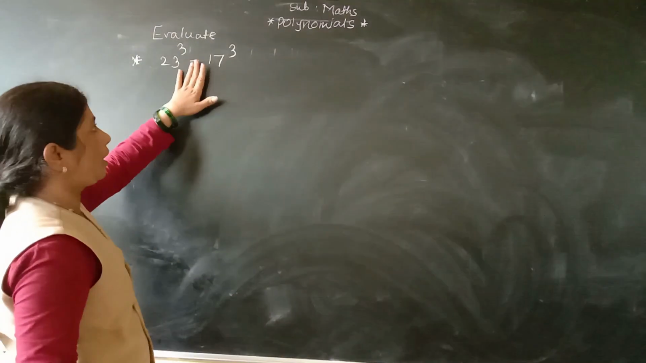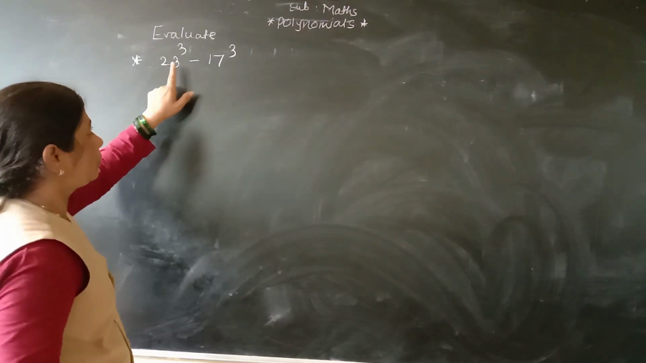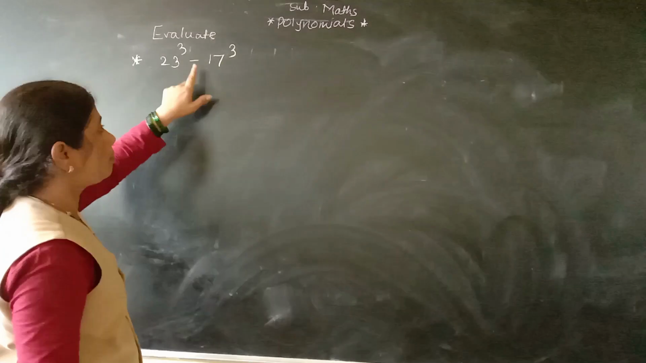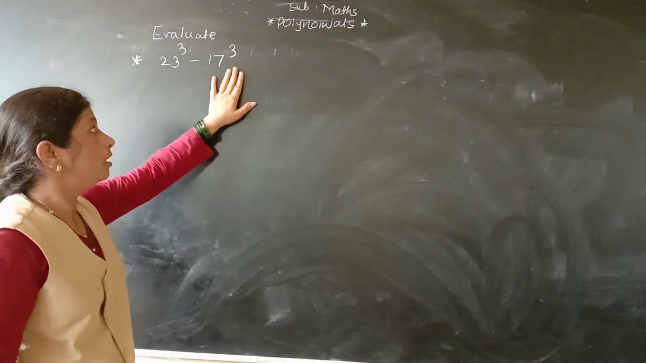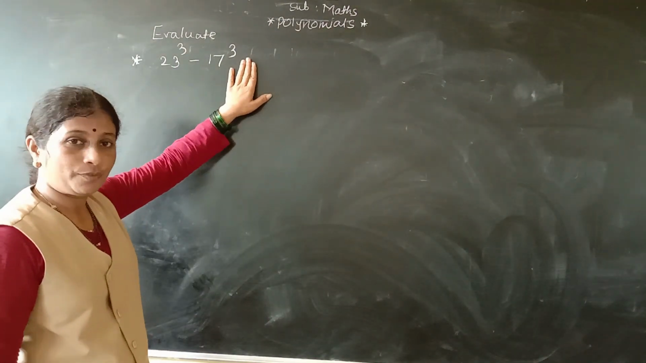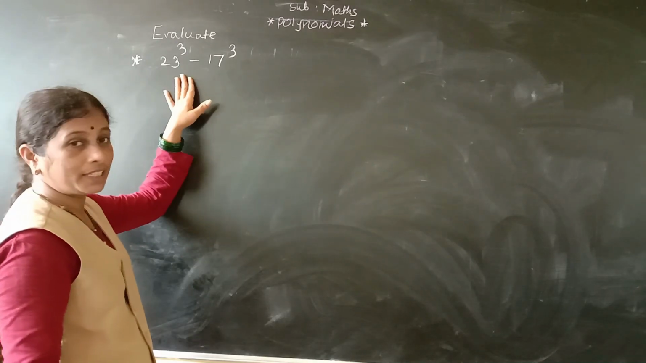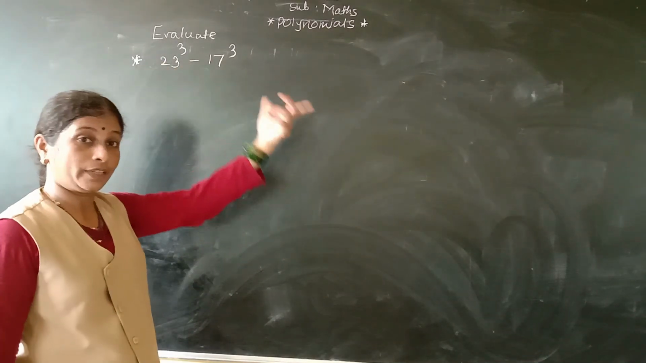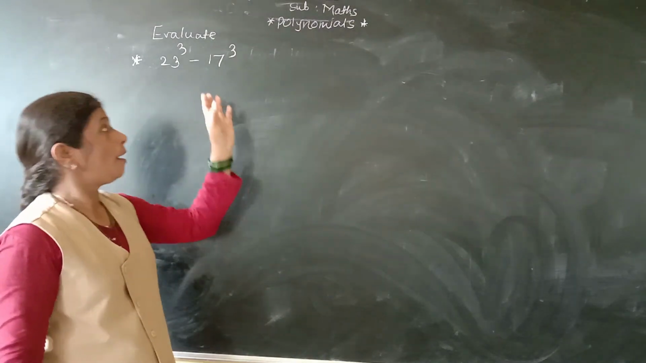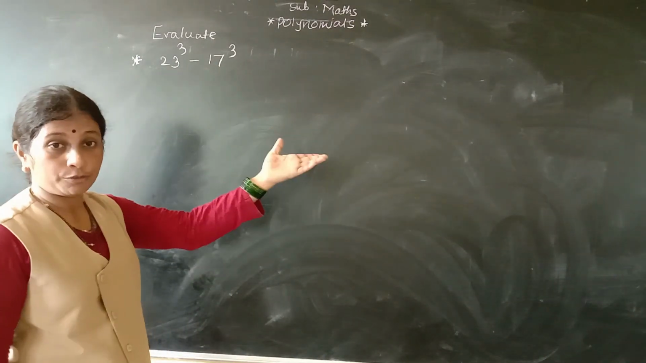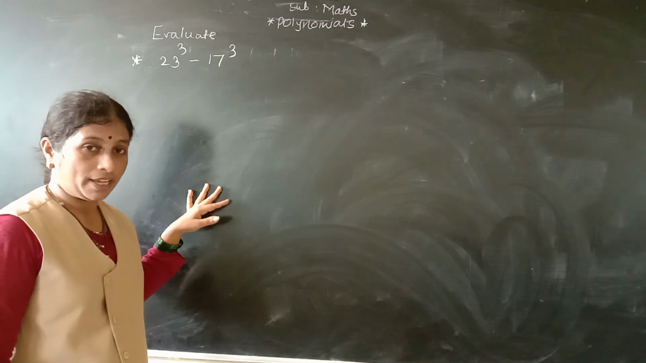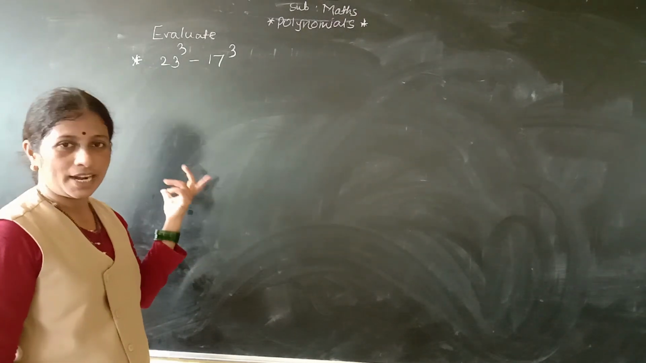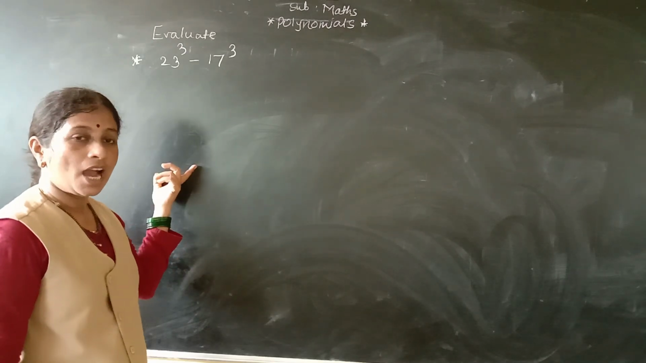Next example, evaluate. Here a cube minus b cube form is there, means 23 cube minus 17 cube we have to find out. Why are we using the identities? Because if you find the cube, then 23 into 23 into 23 we have to do, minus again 17 cube we have to find, and then we have to find the final answer. So to make the calculation easy, we have to use the identity, right? So we are applying the identity.